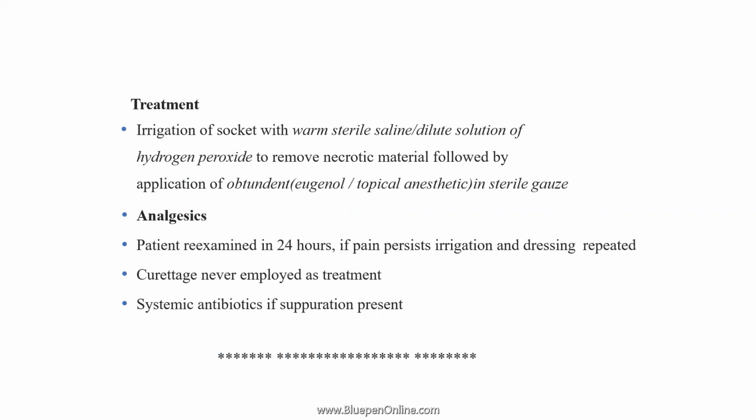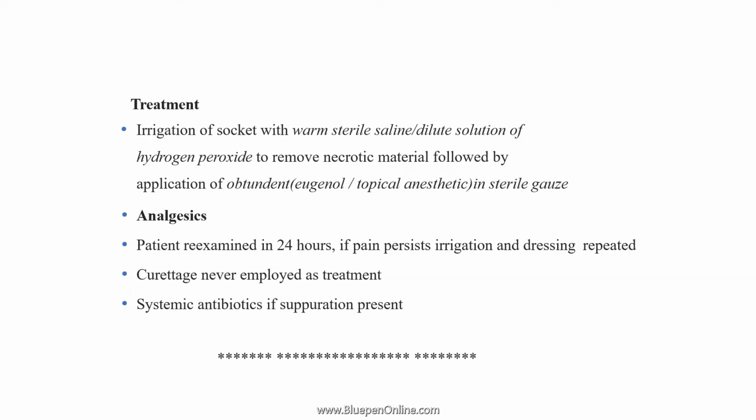Now when it comes to the treatment part, the first thing that you have to do for the patient who came to your clinic with a problem of alveolar osteitis or dry socket is irrigate that socket first. With warm sterile saline or a dilute solution of hydrogen peroxide, irrigate that area and remove all the necrotic materials from there. After that, you can apply an obtundent, that is a eugenol or topical anesthetic pack, and a sterile gauze. Then definitely you have to give analgesics, because the patient will be in high pain, right?